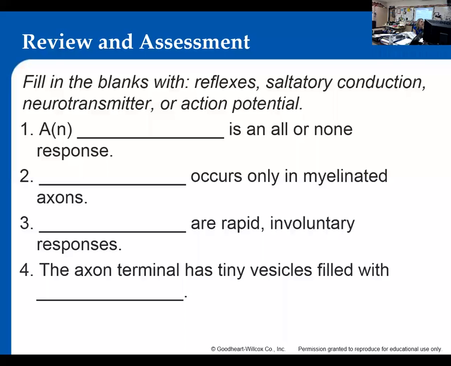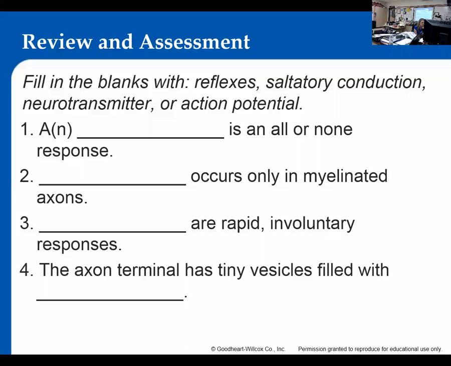Let's look at these real quick. One says a blank is an all or none response. The answer here is action potential. It's an all or none. If it starts, it's going to keep going. You can't just make it stop in the middle of the neuron. Number two, saltatory conduction only occurs in myelinated axons. Remember, those are the ones with the Schwann cells that make it jump from node to node.